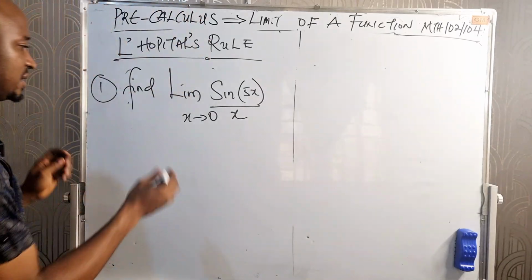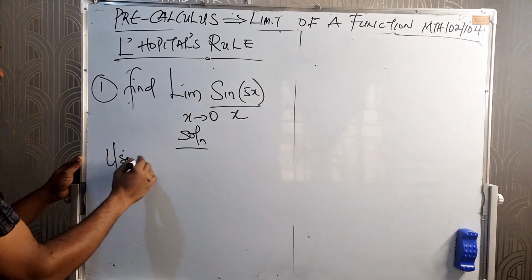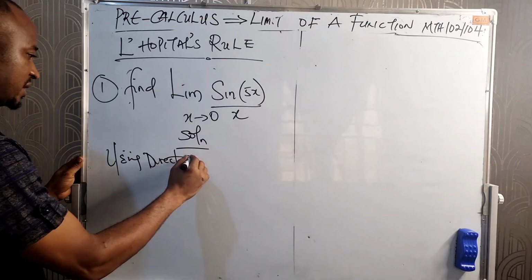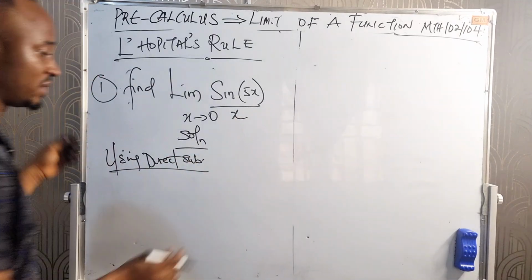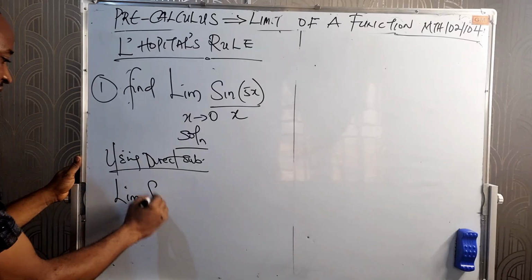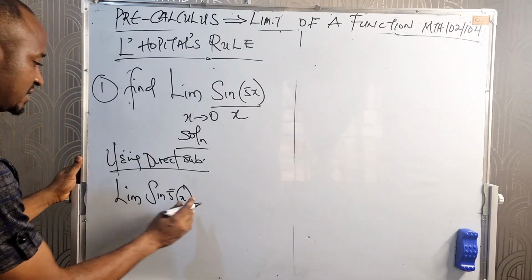If you look at this here, the solution to this is that if I'm to use direct substitution, using what? Direct substitution. Before I explain what L'Hopital's means, let me use direct substitution. So limit of sine 5 times 5x, right?